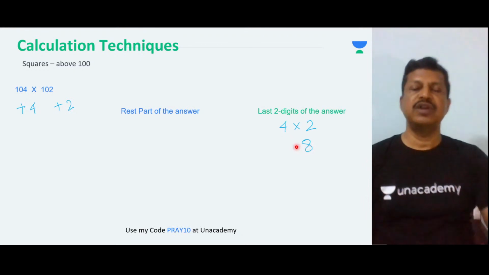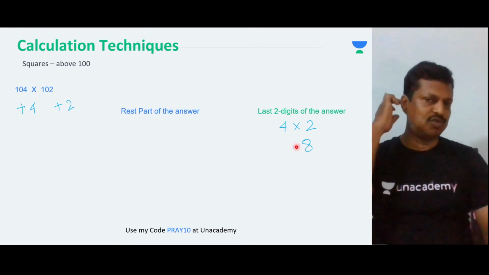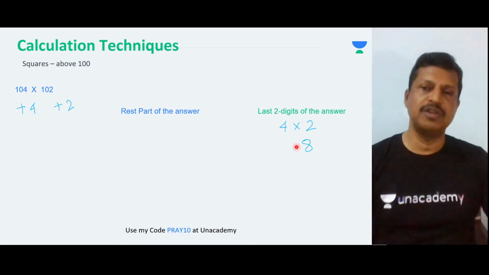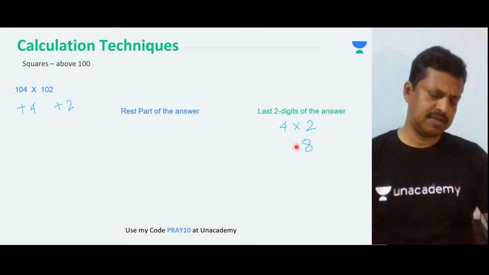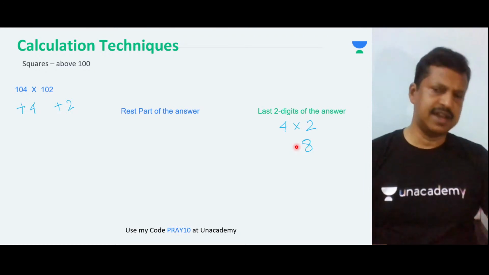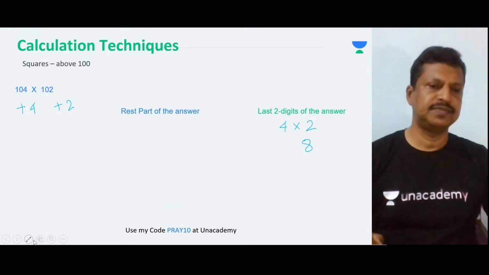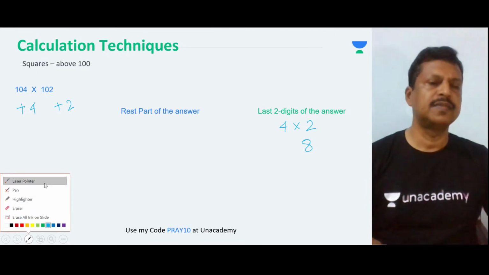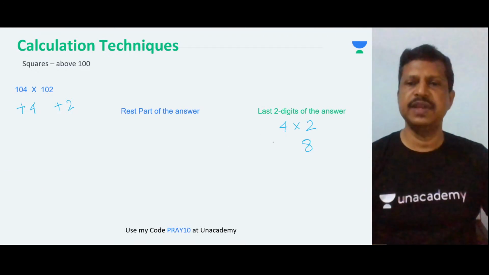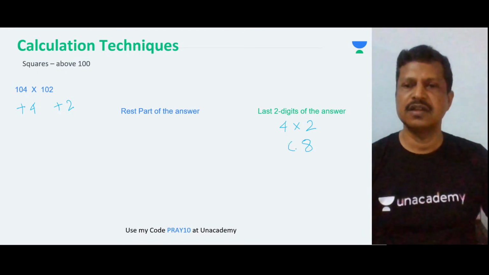Okay. So as a single digit, if you want to write it as a two-digit number, I cannot write 80. 80 will be a different thing, because 4 into 2 will be 8 only, right? Yes, Dinbandu, absolutely correct. Very good. So this comes out to be, last two digits will be 08.